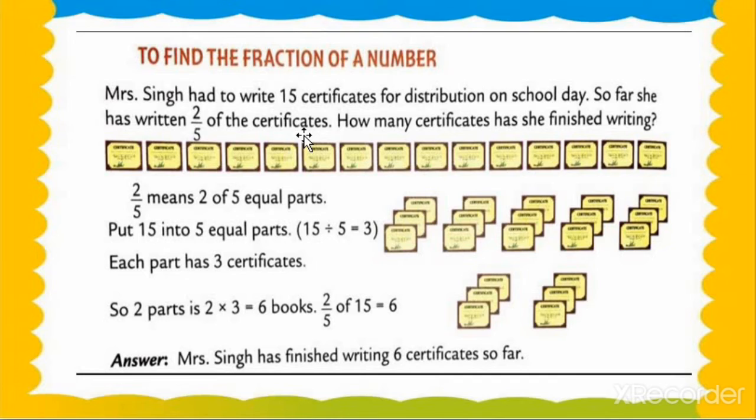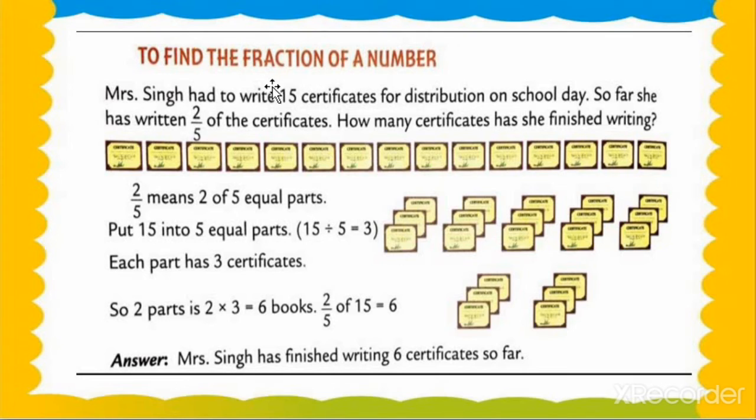Mr. Singh had to write 15 certificates for distribution on the school day. So, she has written 2 by 5, 2 upon 5 of the certificates. How many certificates has she finished writing? Means we have to find how many certificates she has written.